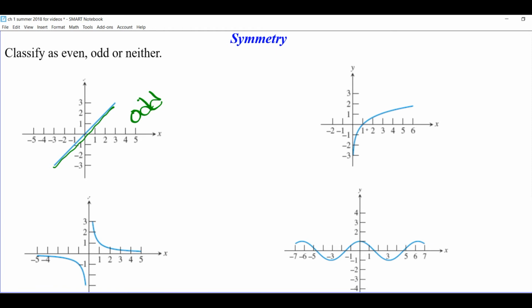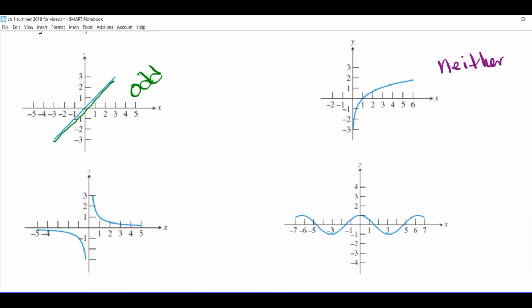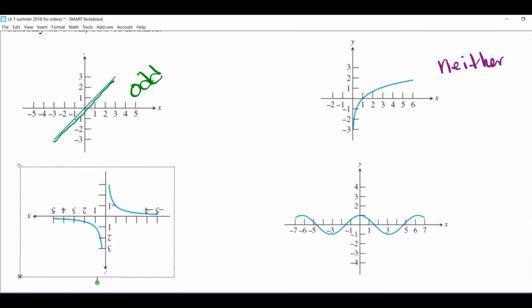Over here, this graph, it's not symmetric to the y-axis. If it were symmetric to the y-axis, we would have to have another piece over here, but we do not. If I rotate this graph upside down, we're not going to get the same picture, so this graph is neither even nor odd.